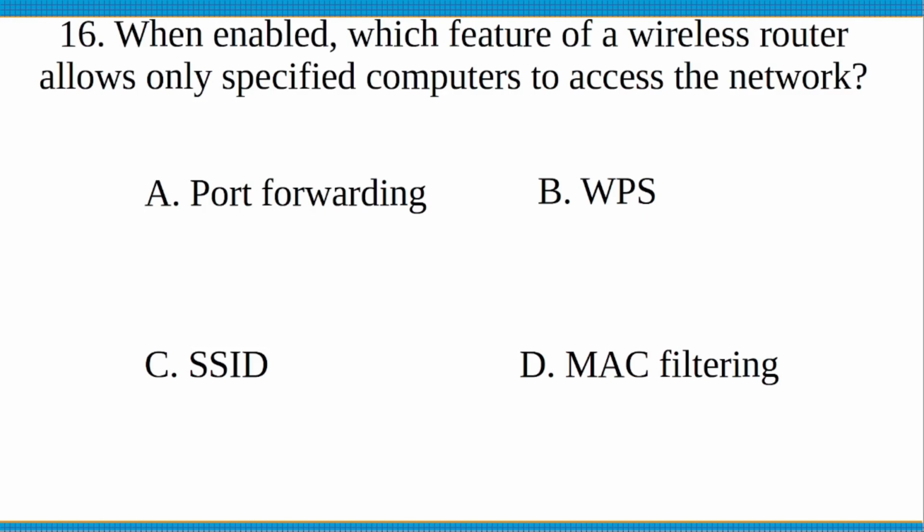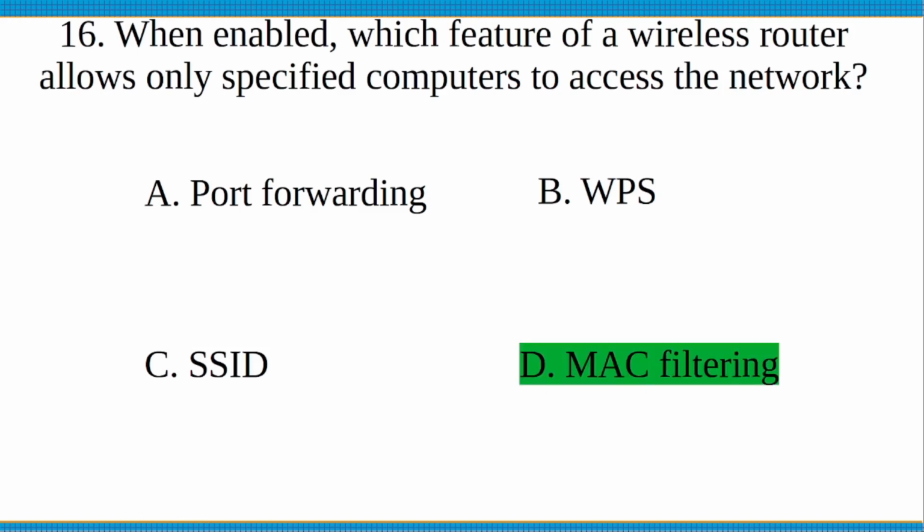Question number 16. When enabled, which feature of a wireless router allows only specified computers to access the network? A. Port forwarding, B. WPS, C. SSID, D. MAC filtering. The answer here is D.